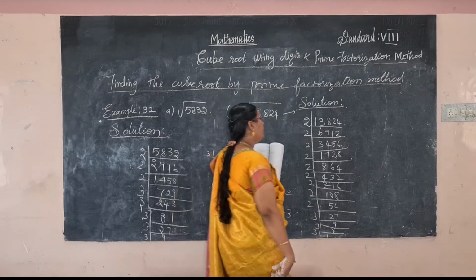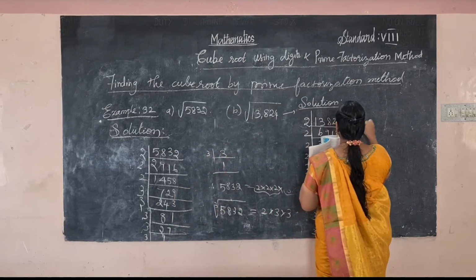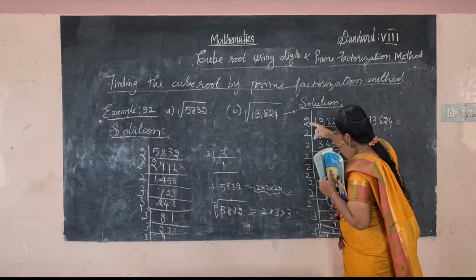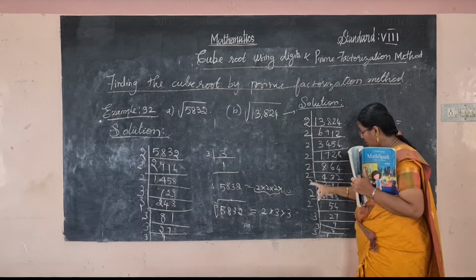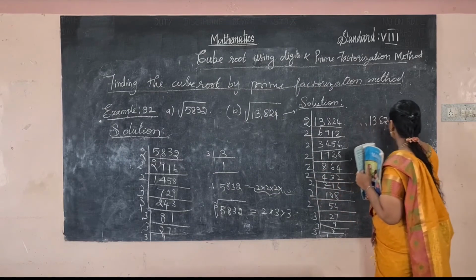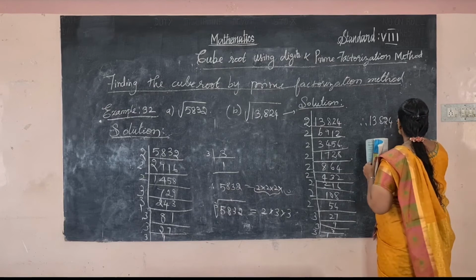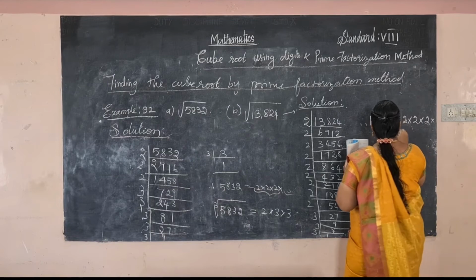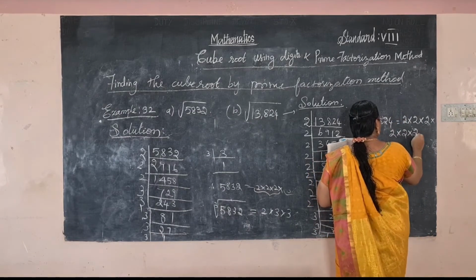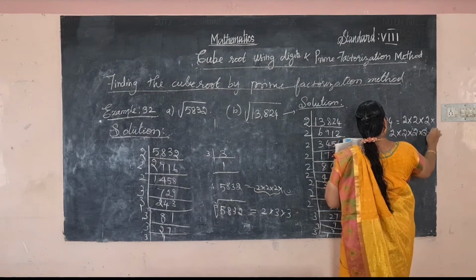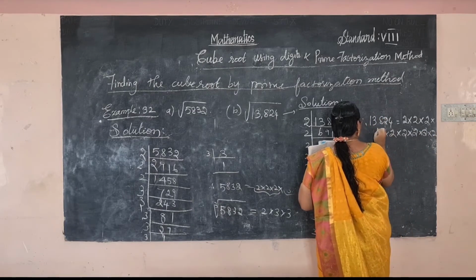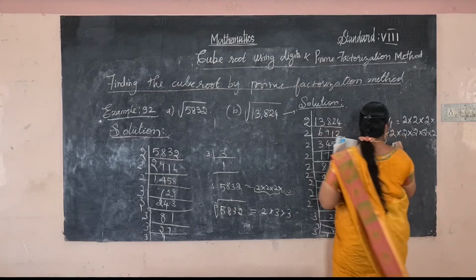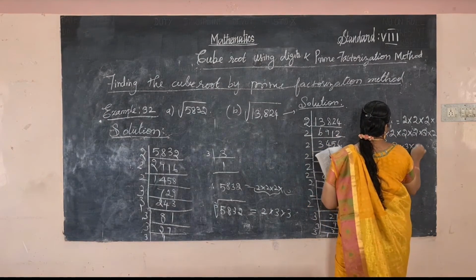Okay, now write the factors of 13,824. How many times repeated? 2 repeated 1 2 3 4 5 6 7 8 9 times. Okay, 9 times repeated. And 3, how many times repeated? 3 times. Okay, three 2s, three 3s.